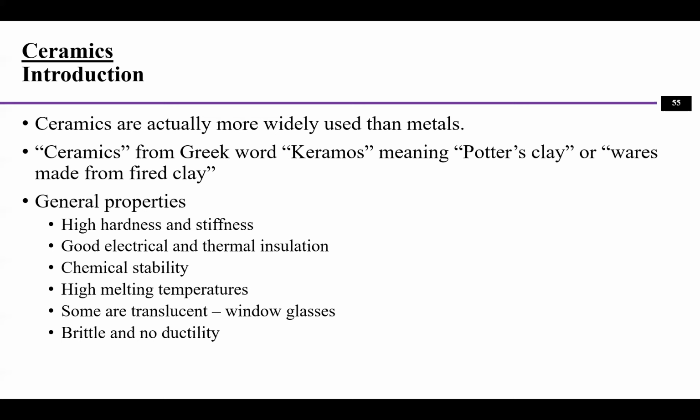Then the next type of material will be ceramics. So the general properties of ceramics are that they have higher hardness and also high stiffness.